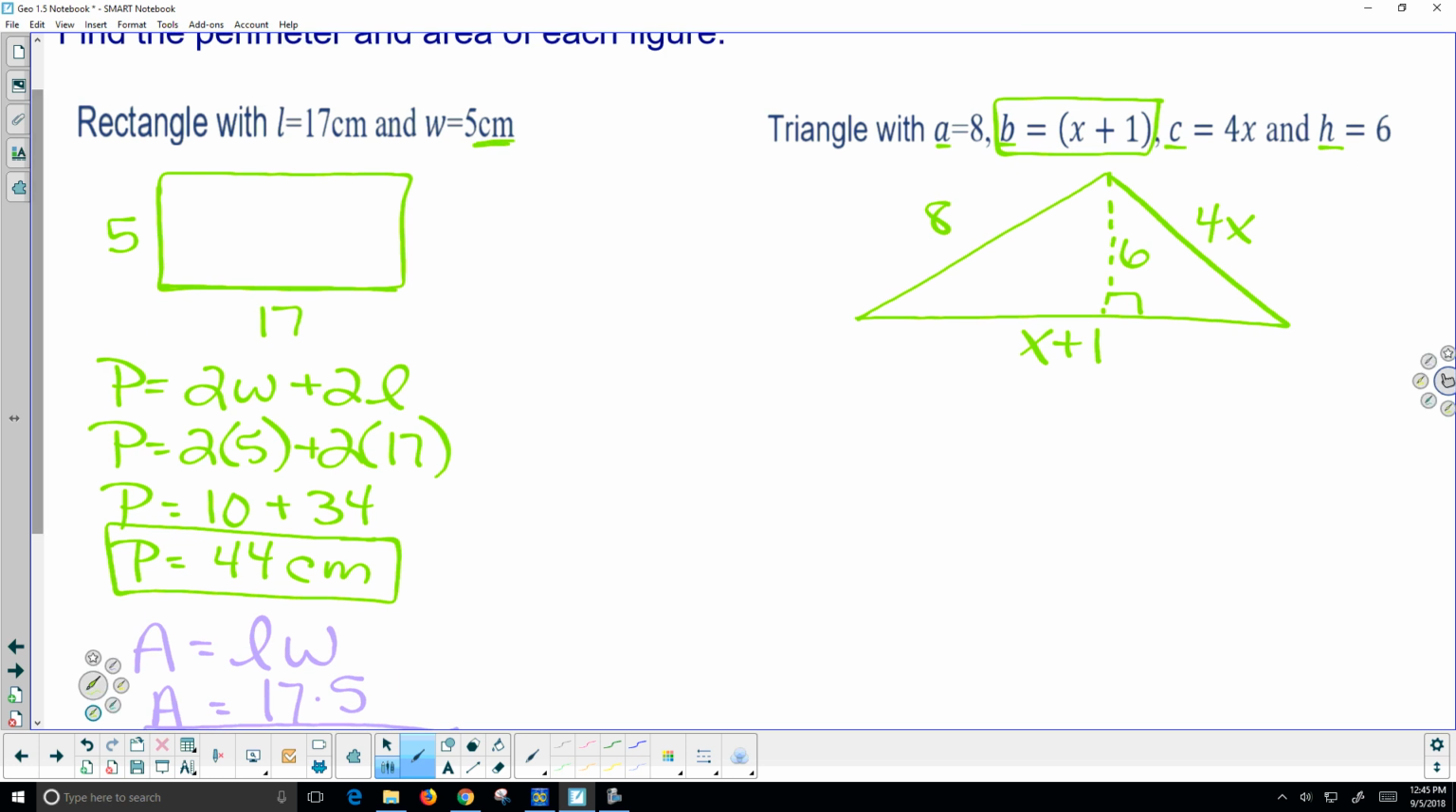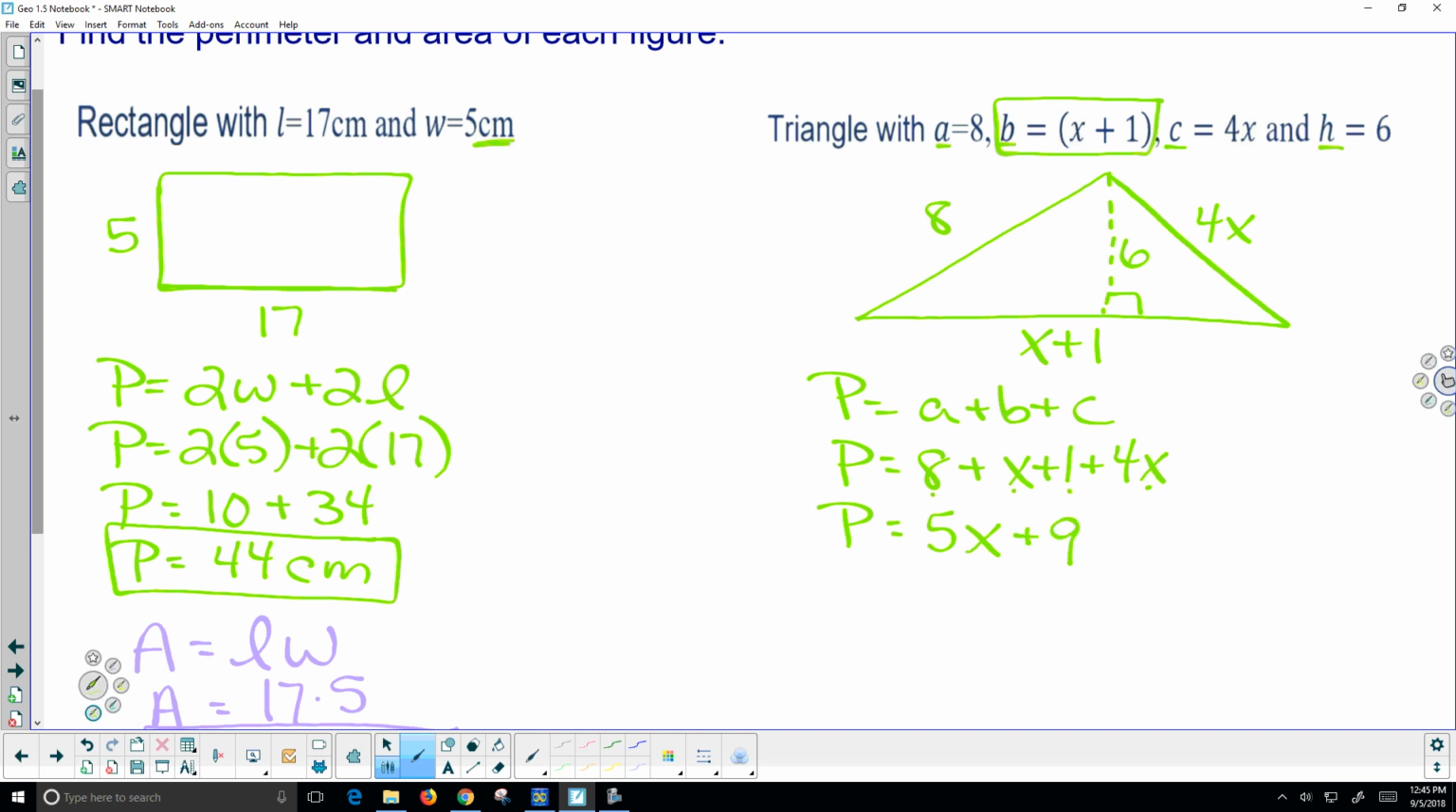I know that the perimeter of a triangle is A plus B plus C, so I'm going to go ahead and fill things in. A is 8, B is x plus 1, and C is 4x. At this point, all I need to do is combine like terms. So I have x and 4x. X plus 4x is 5x. And then I have 8 and 1, so that's 9.